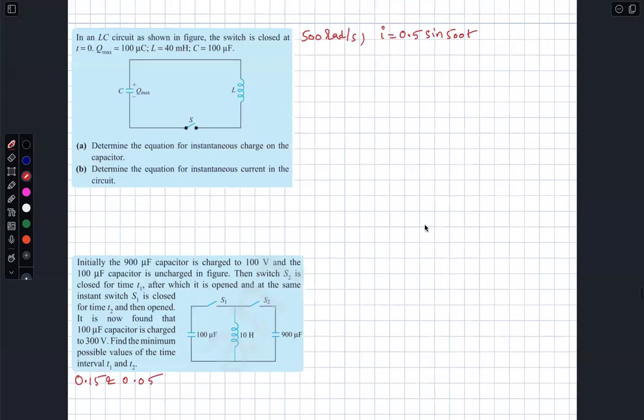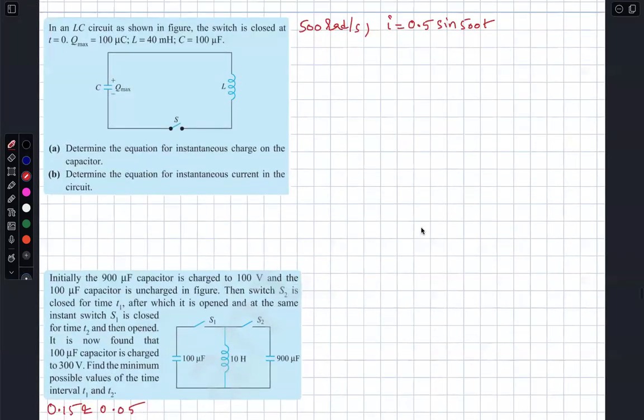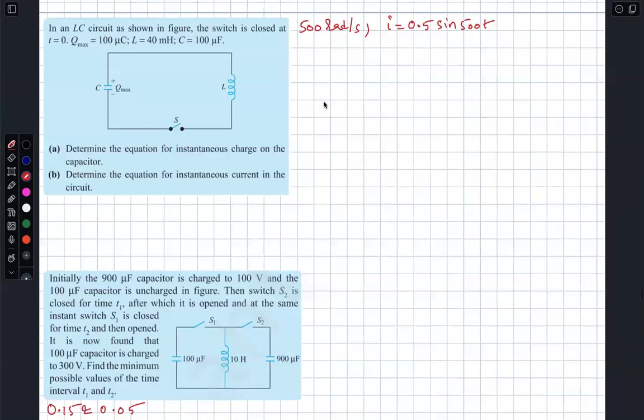In an LC circuit shown in the figure, the switch is closed at t equal to 0. Q max, the maximum charge, is 100 microcoulomb. L given, C given. What is the expression for omega? 1 by root LC.